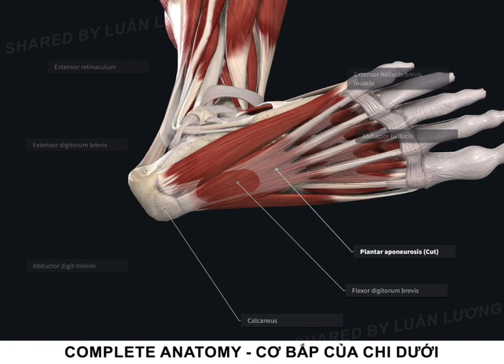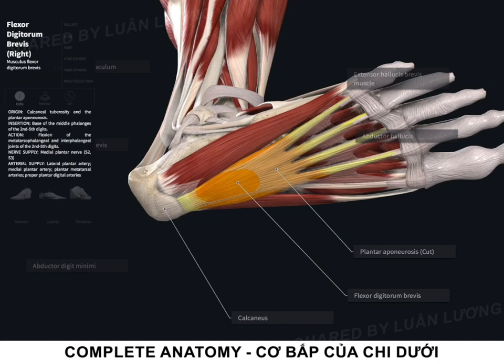Now, deep to the plantar aponeurosis, which has been cut, we can see the underlying flexor digitorum brevis, which is going to extend from the calcaneus posteriorly to each of the toes anteriorly. This small muscle is going to reside in the first layer of the sole of the foot and assist in curling our toes with the flexor digitorum longus.